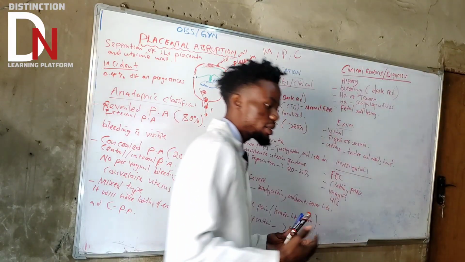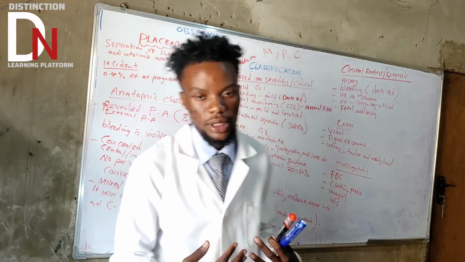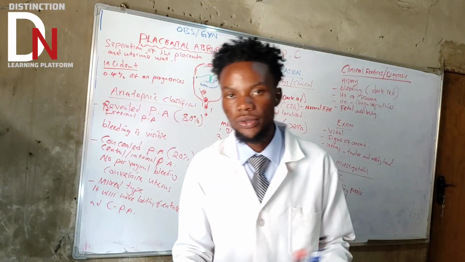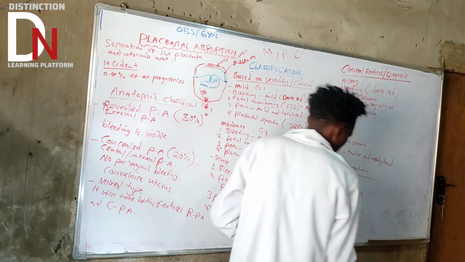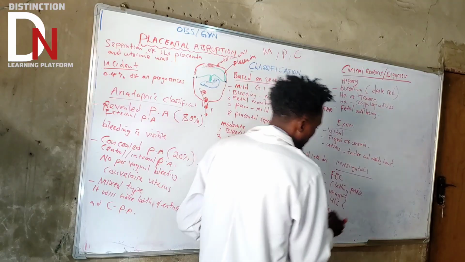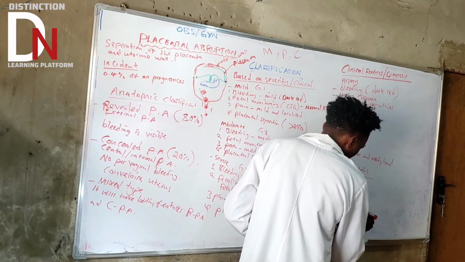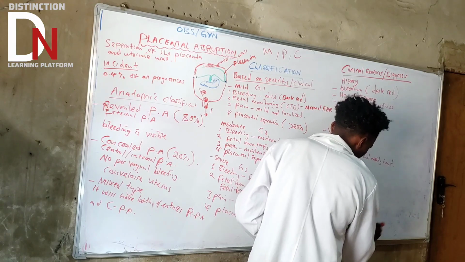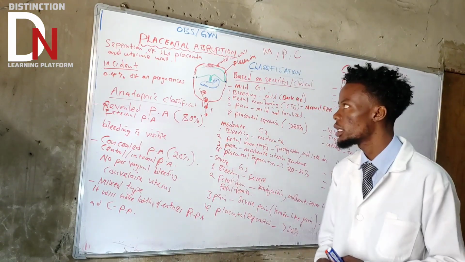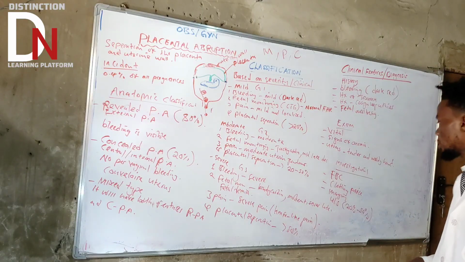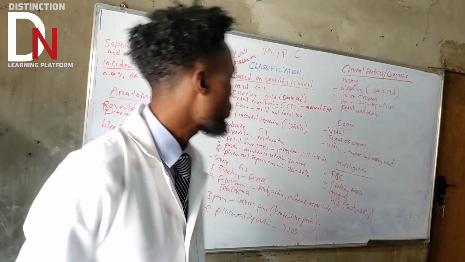Sometimes they say it can only be used when the retroplacental clot is greater than 300 mils. Okay, it can be used. Now here it is less sensitive. The sensitivity of ultrasound is low. It's about 20% to 50%. So it's very low. No wonder a negative result doesn't necessarily exclude abruptio placenta.